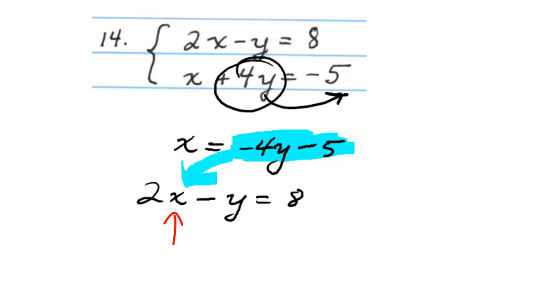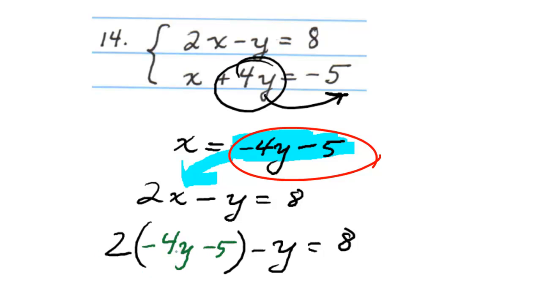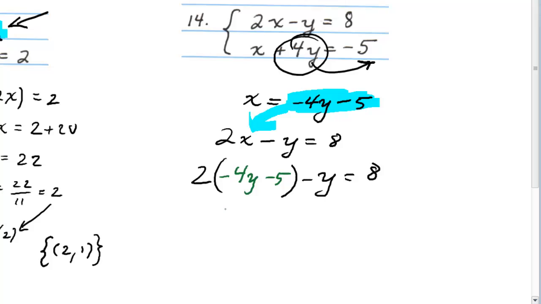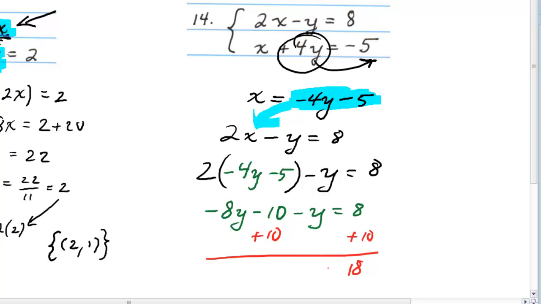Alright, let me grab black. 2 times that quantity minus y will equal 8. What's that quantity? It is negative 4y minus 5. Be sure you're keeping track of your signs. 2 times negative 4 is negative 8y. 2 times negative 5 is negative 10. Minus y is 8. If we add 10 to both sides, we'll have just y's left on the left side. That's an 18.